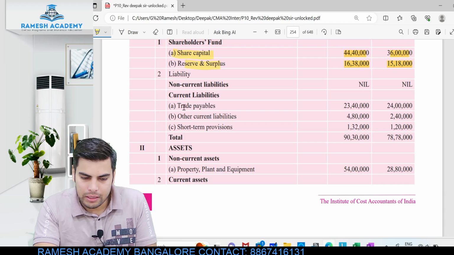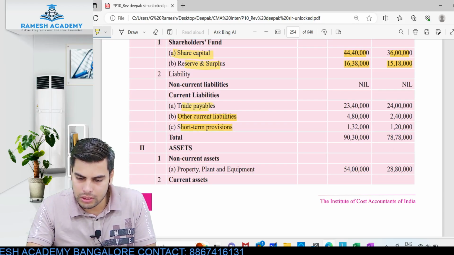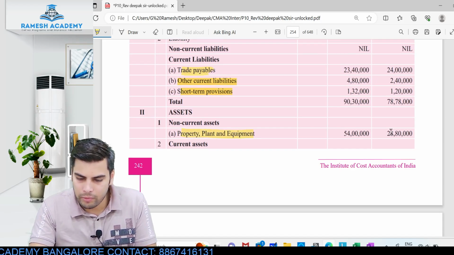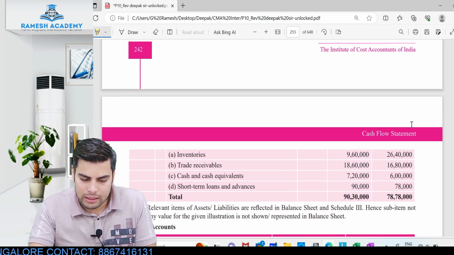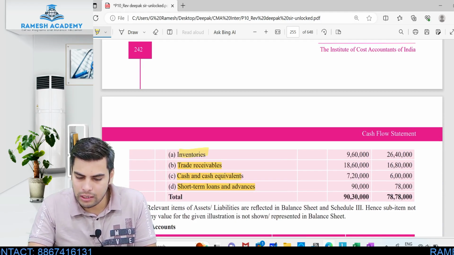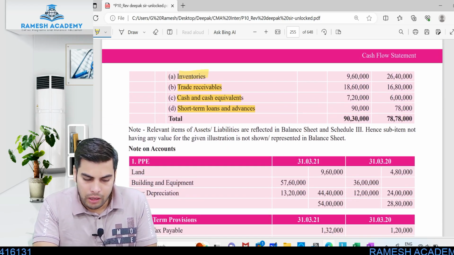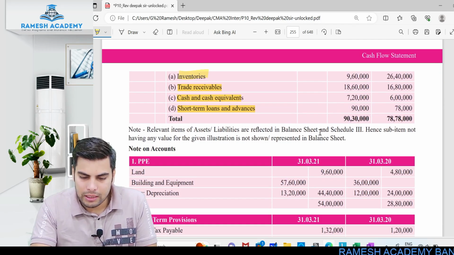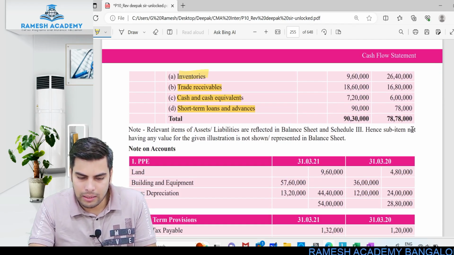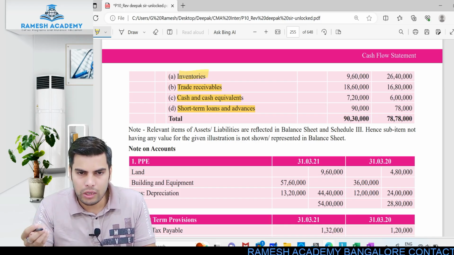Under liabilities, we have got current liabilities: trade payables, other current liabilities and short-term provisions. Assets: we have got property, plant and equipment, from 28.8 lakh increased to 54 lakh. Current assets: inventory, trade receivables, cash and cash equivalents, and short-term loans and advances. So let's look into the other information. Relevant items of assets and liabilities are reflected in the balance sheet and schedule 3. Hence, sub-items not having any value for the given illustration are not shown. Only those items which have value are shown as notes to accounts.